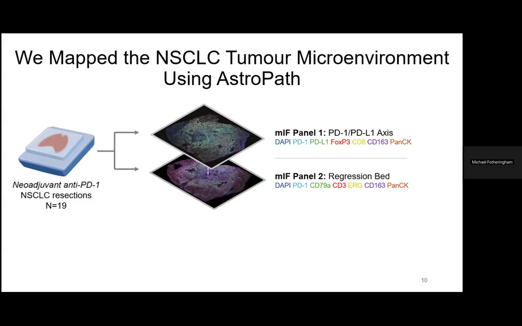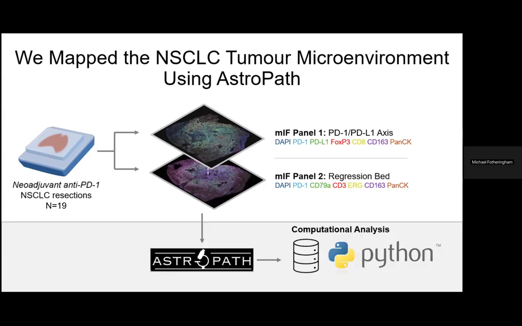And the second panel is going to help us define features of the regression bed. It's also got PD-1, but it's got CD79A. That's a component of the B cell receptor, and it's expressed on B cells. CD3, that's our pan T cell marker. ERG, as I'm calling it, is our marker of microvasculature. CD163, as I mentioned before, are M2 leaning macrophages. So the macrophages associated with tumor progression. This is all processed through AstroPath, and I interact with the data through SQL and Python.